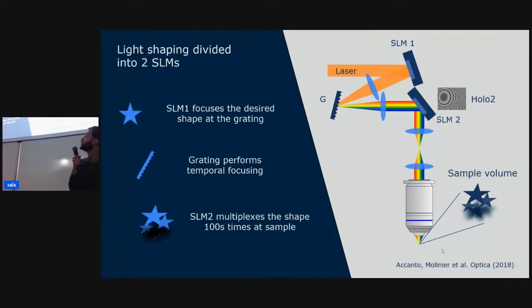Then we have the diffraction grating for the temporal focusing. And then we're going to have a second spatial light modulator that is going to basically displace all the shape that we want in the 3 dimensions in order to excite all the neurons that we want. So the largest possible group of neurons with the best possible resolution.